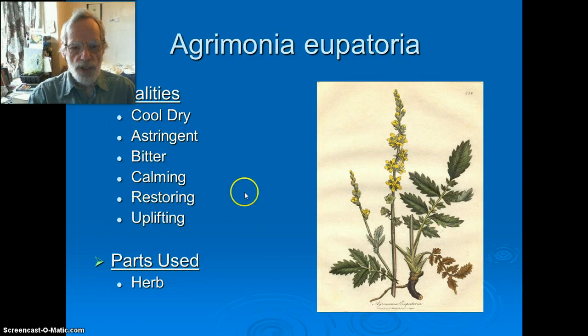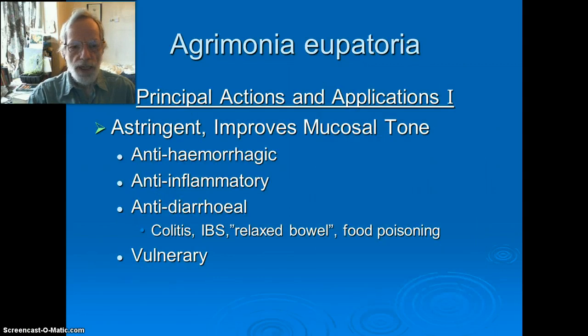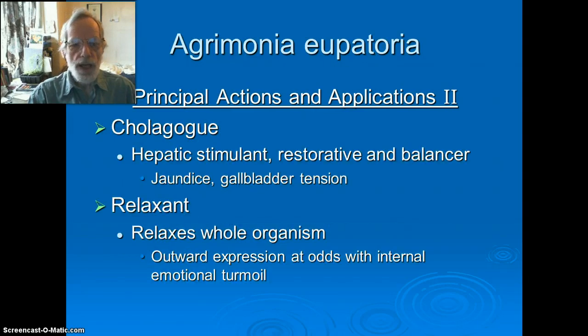Finally, agrimony, which is a mild astringent, but also restoring and uplifting and calming. So usual anti-hemorrhagic, anti-inflammatory, anti-diarrheal, and can be used for healing wounds. Has a significant hepatic effect, but we also use it as a relaxant, where outward expression is at odds with internal emotional turmoil.